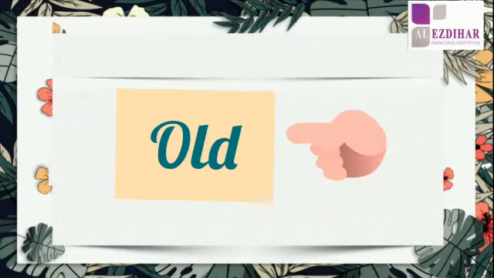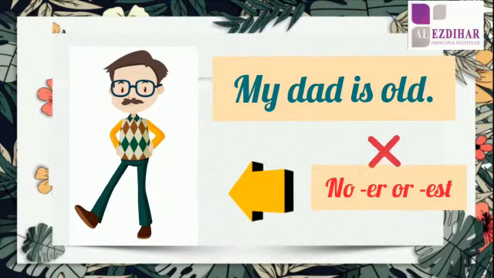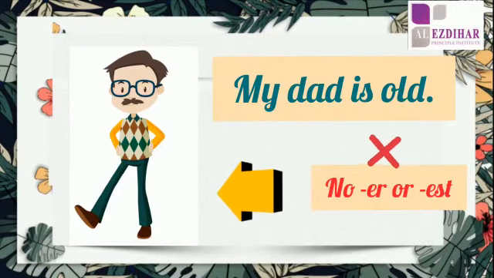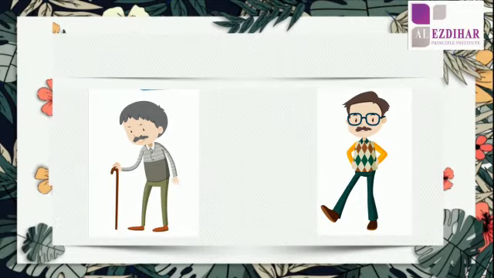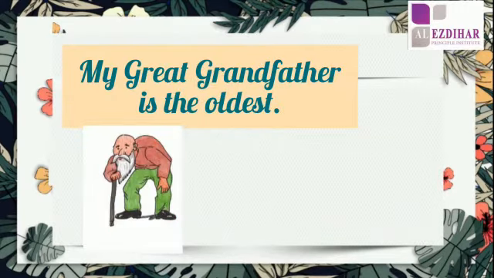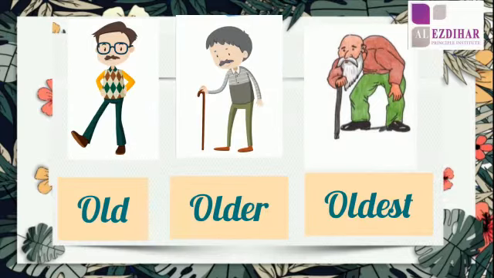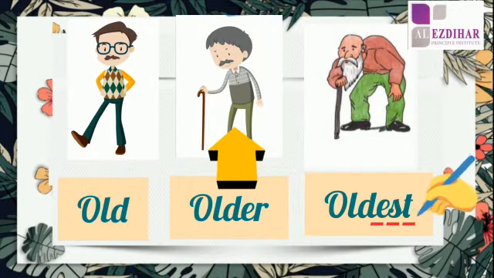Let's have an example for this. Let's use the word old. My dad is old. You're not going to add ER or EST because you're not comparing your dad to anyone. My grandfather is older than my dad. Here, you add ER because you're comparing your grandfather to your dad. My great-grandfather is the oldest. Here, you put EST because you're comparing your great-grandfather to your dad and to your grandfather.